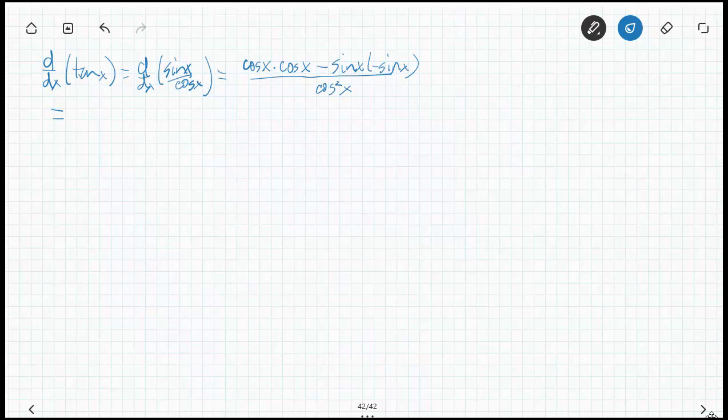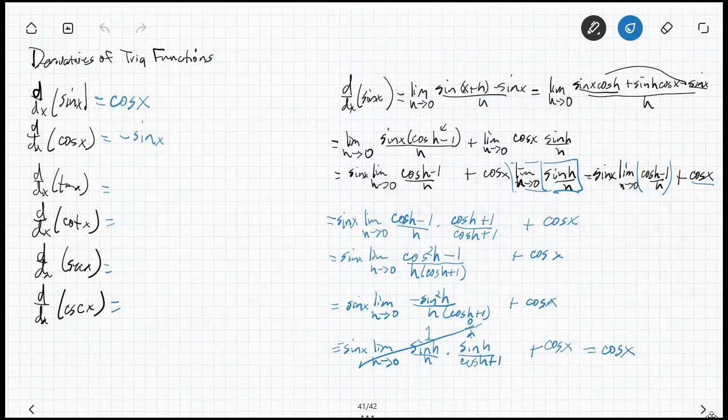Well, if you look close, what's this turn into? Cos squared minus a negative sine squared. That's cosine squared plus sine squared. That's the Pythagorean identity that we learned. It's 1 over cos squared x. And guess what you have? You have secant squared x. So the derivative of tangent is secant squared x.